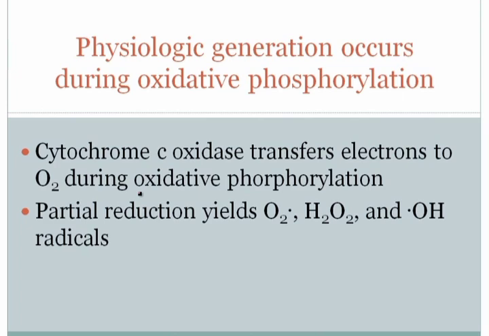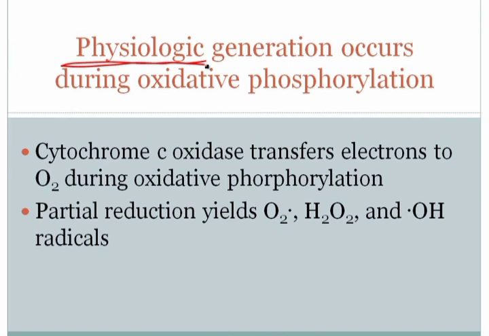Now it's important to recognize that free radicals are actually generated physiologically and pathologically. So what do we mean by physiologically? Well, physiologic generation of free radicals occurs during oxidative phosphorylation, and of course this is part of the normal physiology of a human being, so that's why we use the term physiologic.